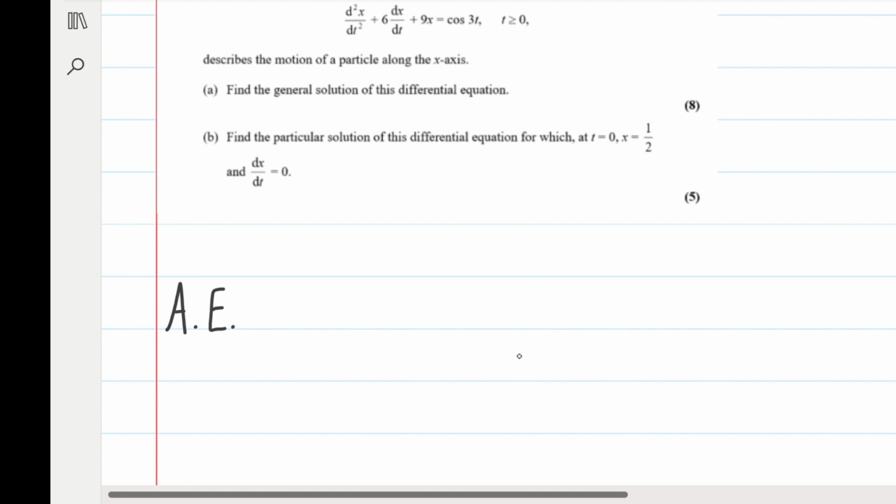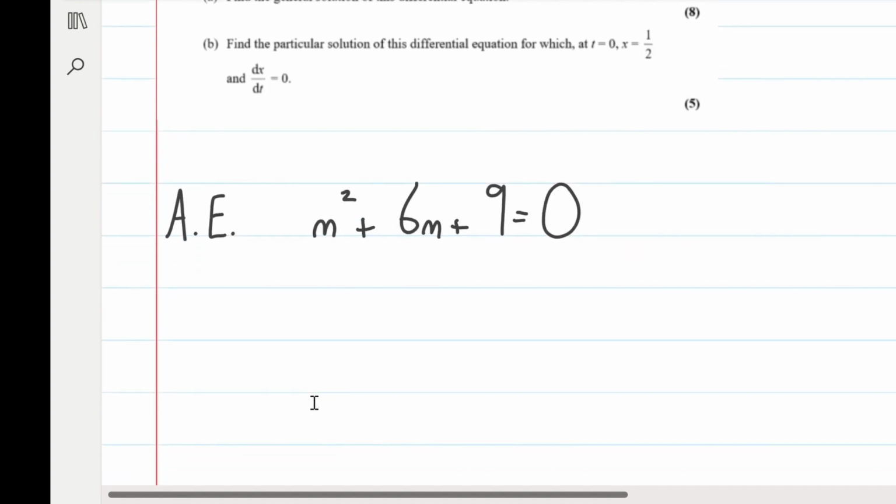So basically we're going to replace it. So here we have m squared plus, and then don't forget the 6 here, so it's 6m, and then it's just plus 9, and we always set that equal to 0. This you can easily solve by simply factorizing right here, m plus 3 in brackets squared, and then we can easily find that m is equal to negative 3.